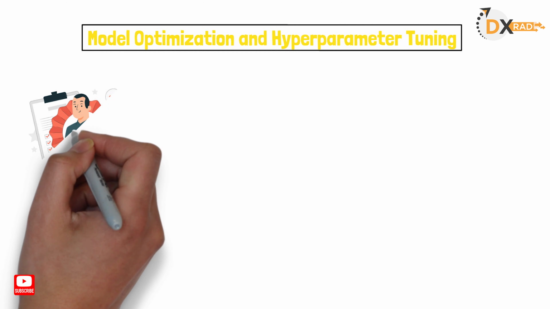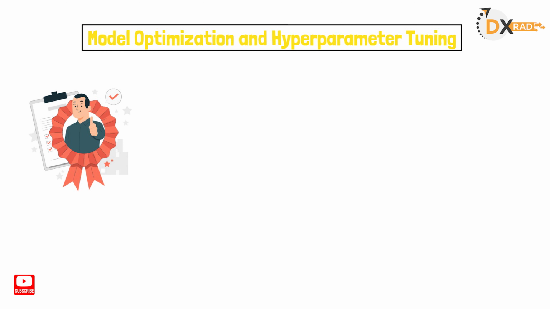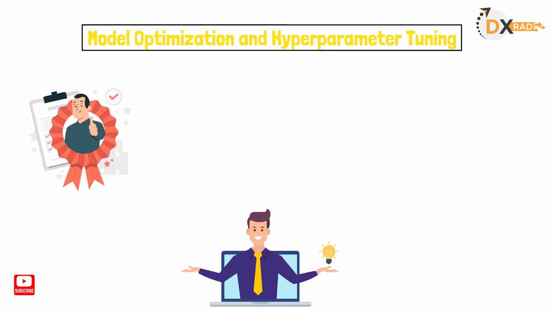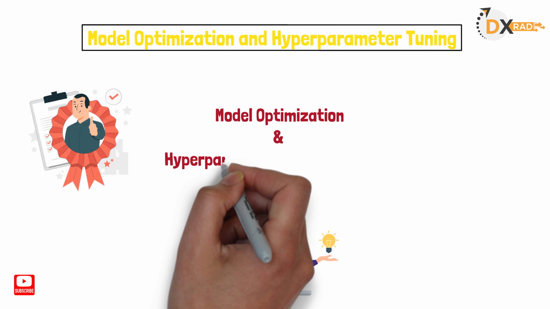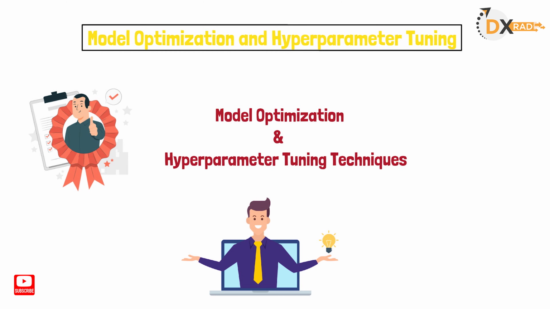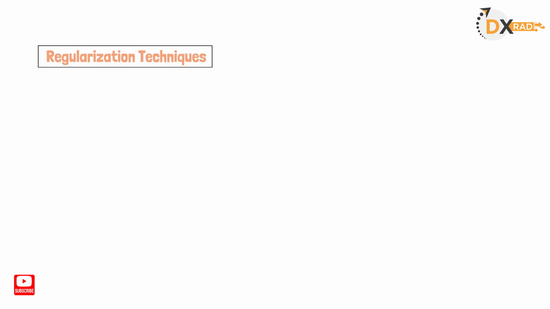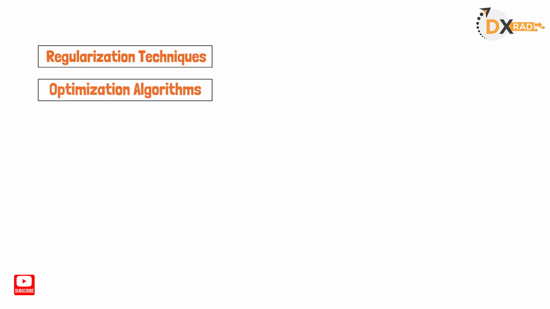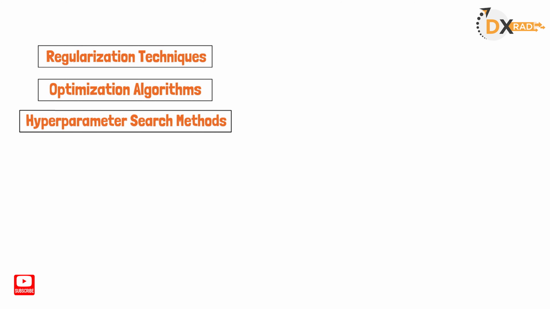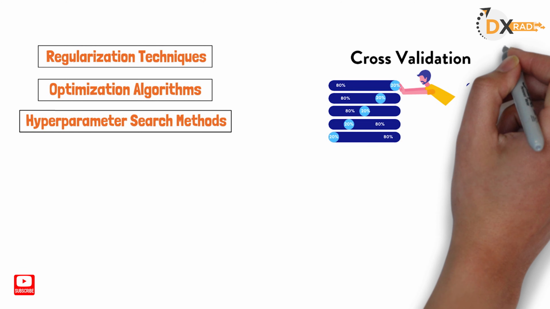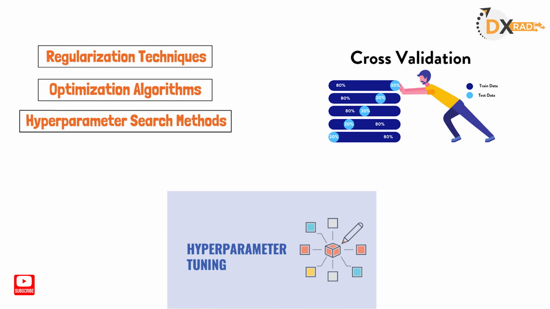Model optimization and hyperparameter tuning. Now that you understand how to build models, it's time to optimize them. In this section, we'll discuss model optimization and hyperparameter tuning techniques, which are used to improve model performance. We'll cover regularization techniques, optimization algorithms, and hyperparameter search methods, and how to use cross-validation and grid search for hyperparameter tuning.